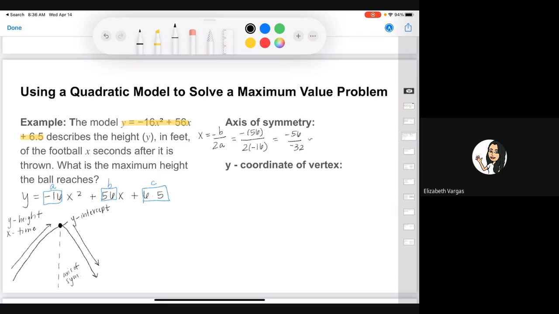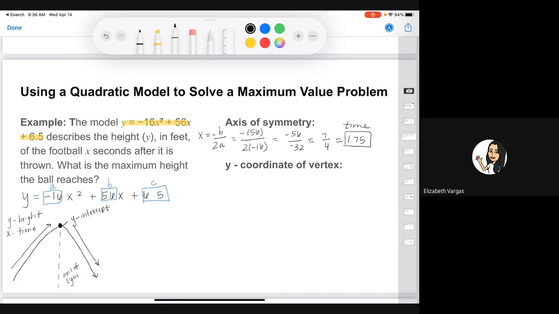And then simplified, that's approximately 7.4, which is approximately 1.75. Okay, so this is the x value of my axis of symmetry. But what I need to identify is my y value. This is the time in which I will have my maximum height, but what I'm looking for is the height of my maximum height. And so I'm looking for my y.